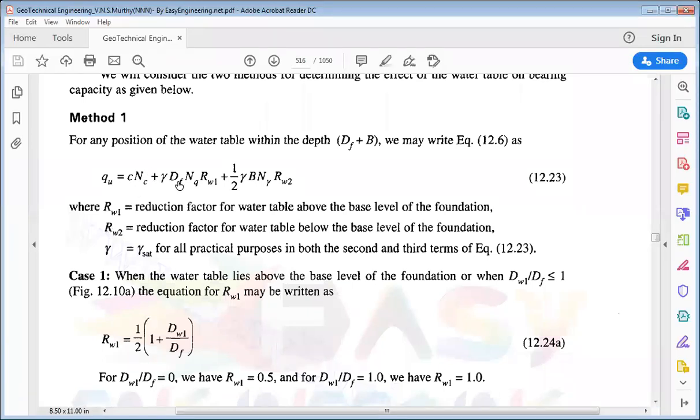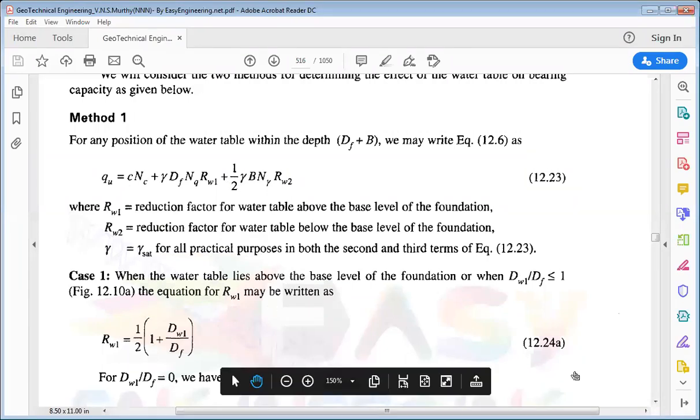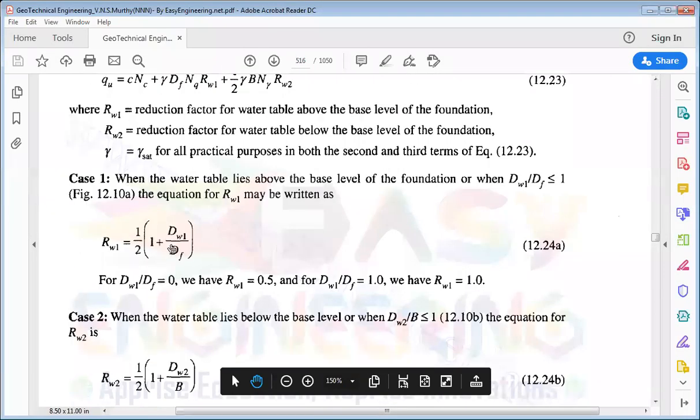where we introduce two reduction factors, Rw1 and Rw2, and Qu, the ultimate bearing capacity, is given as cNc plus gamma Df Nq Rw1 plus half gamma B N gamma Rw2, where Rw1 is the reduction factor for water table above the base level of the foundation, and Rw2 is the reduction factor for water table below the base level of the foundation. And gamma here is the gamma saturated, for all practical purposes, in both the second and third terms of this equation.